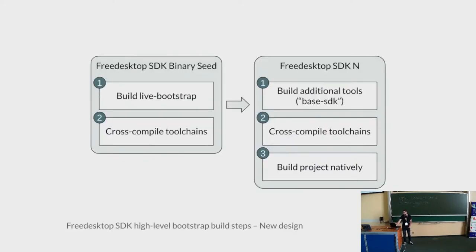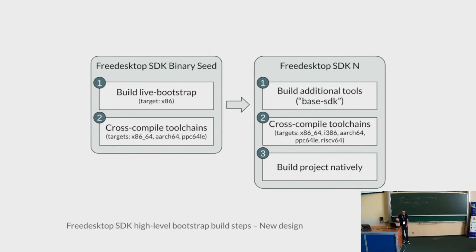So if we zoom into it, the Freedesktop SDK binary seed builds a project called Live Bootstrap, which, in the next step, I'll mention what Live Bootstrap means. The next step is to cross-compile toolchains, and then in Freedesktop SDK itself, we build additional tools, basically autotools and some build systems, and cross-compile again a few toolchains. This allows us to expand a bit further and then build the product natively.